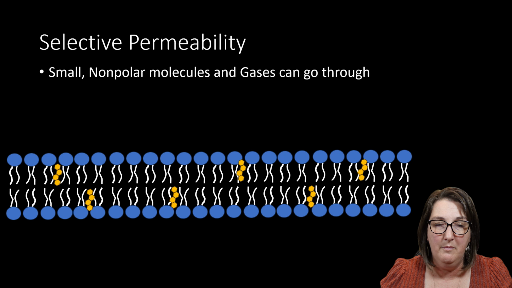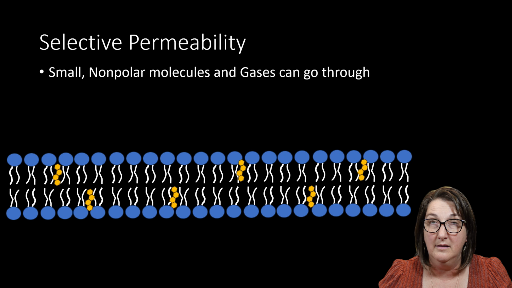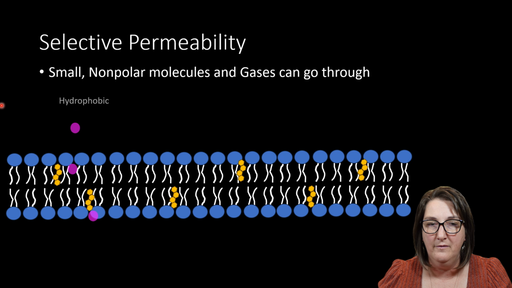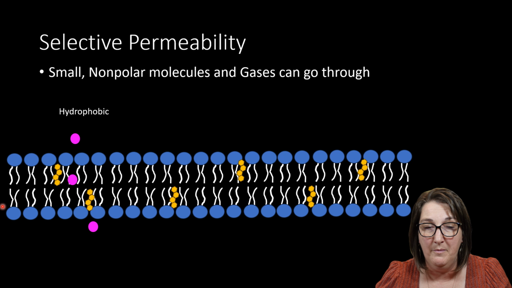A membrane is also what we call selectively permeable. It means it's going to be able to let certain material through, and it can keep or impede other material from coming through. So here I see my hydrophilic head, my hydrophobic tails. This is going to allow material or molecules that are small, nonpolar, or gases to go through. So here I have hydrophobic. They're going to want to go through. They're going to be attracted to these hydrophobic tails, and they can just jump right through this plasma membrane.